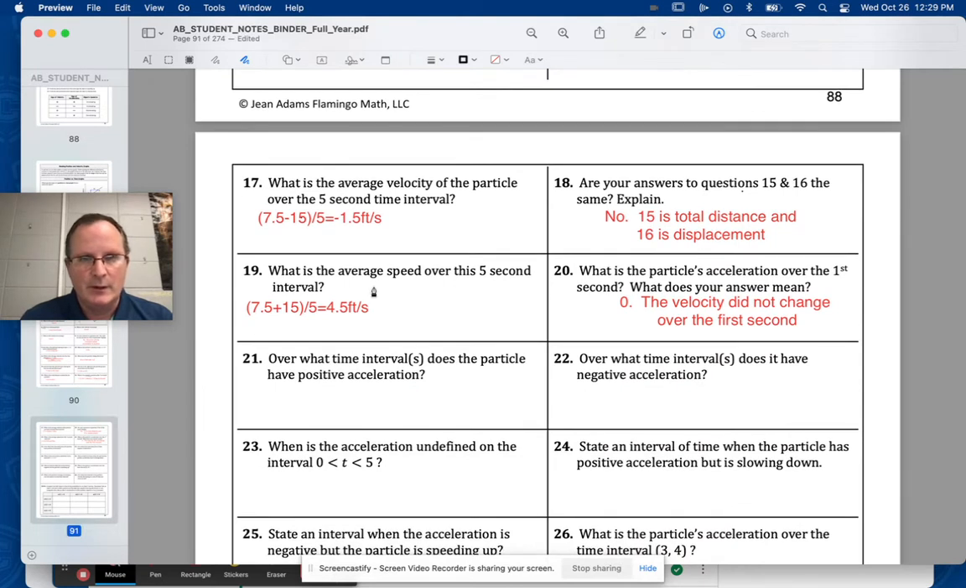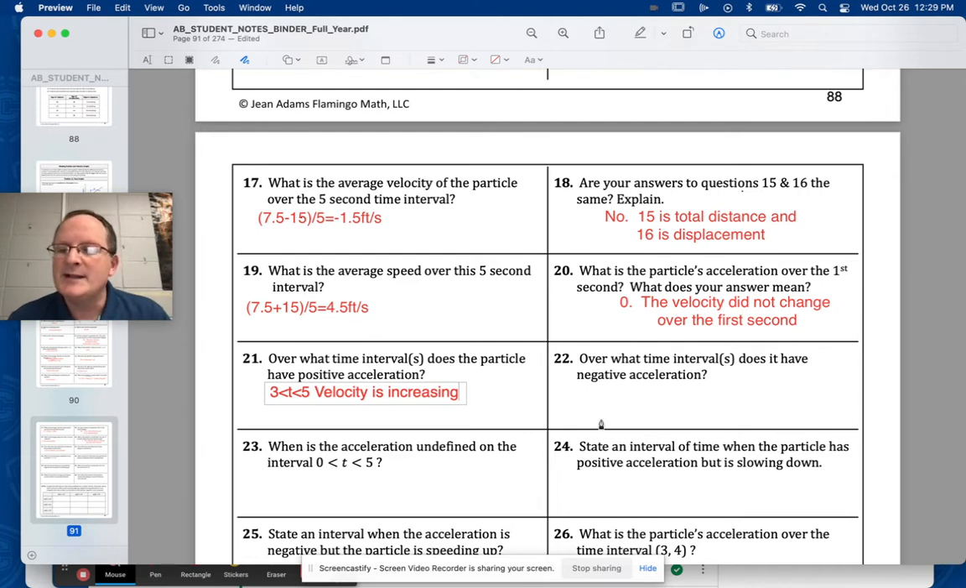Let me try this again. 3 to 5, and that's where velocity is increasing. However you want to say that.